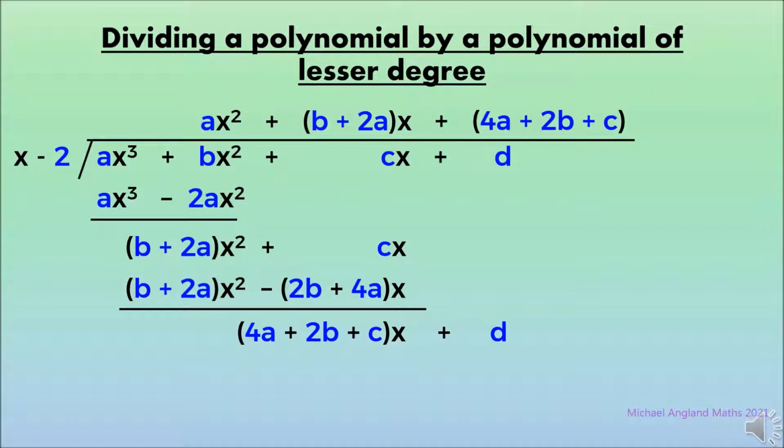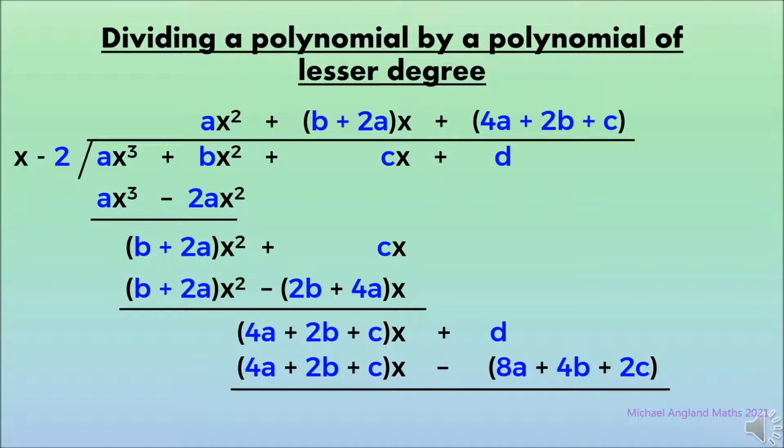Now, we multiply that term by the divisor, x minus 2. So we get (4a + 2b + c) times (x − 2) lots of that, which is minus (8a + 4b + 2c). And we do our final subtraction to get the remainder. Bear in mind that the remainder is minus 7. So what do we get? We have d minus (8a + 4b + 2c). So that gives us 8a + 4b + 2c + d, which is equal to minus 7.